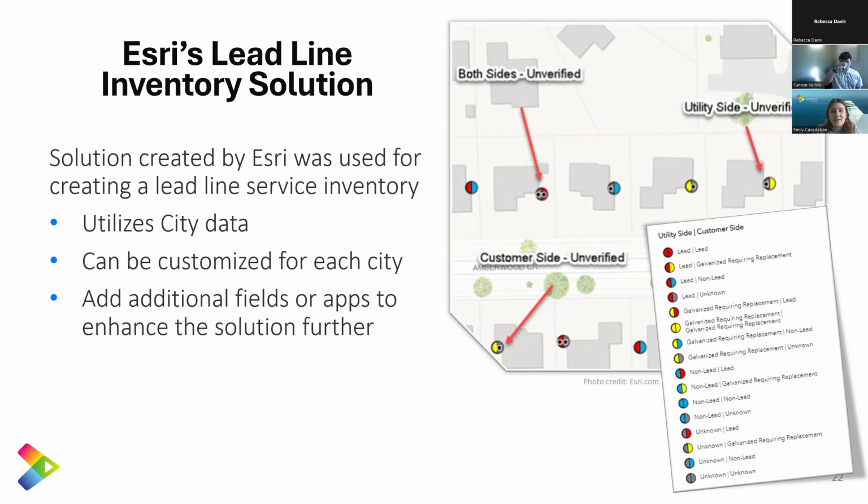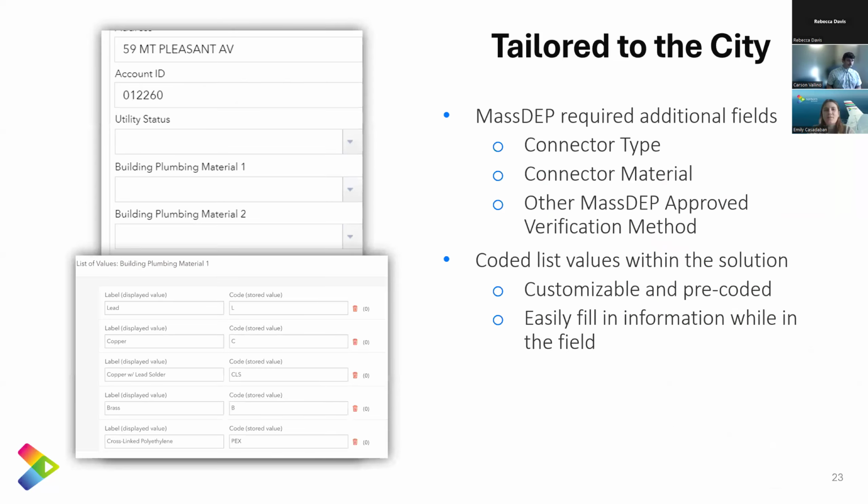It bases the inventory off of the current city data, which can either be built upon really nicely, really filled out, or it can be filled out as the solution progresses. It can also be customized for each city, which is very nice. So if there's any additional fields that you have to track per the state or the city guidelines, you can customize that. So for example, you can add those additional fields or applications to enhance the solution further and build it even further beyond outside of the lead line inventory, and maybe even just build on your service lines. Moving on to the next slide.